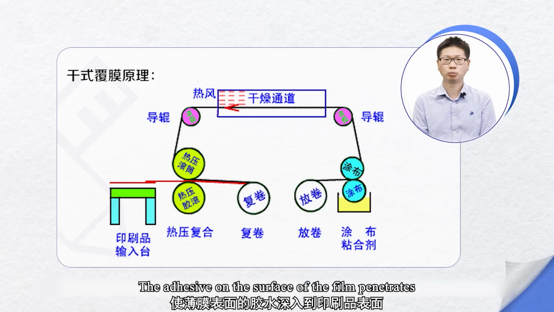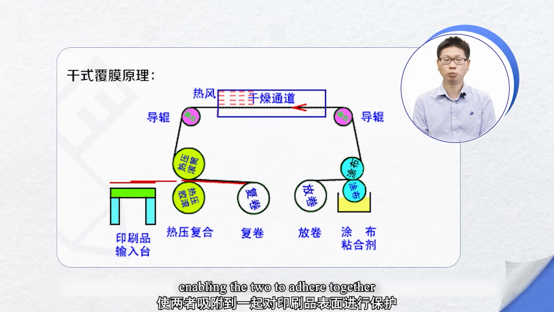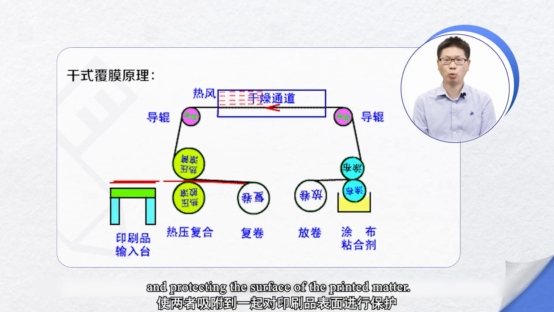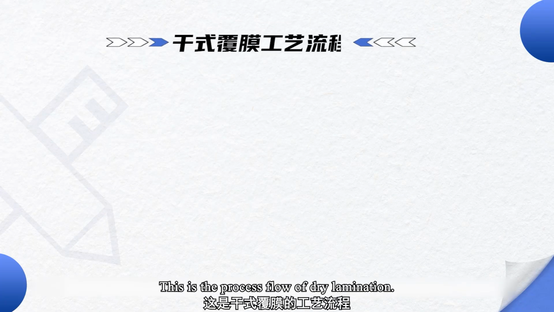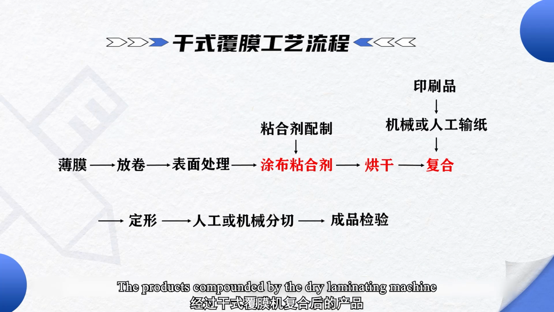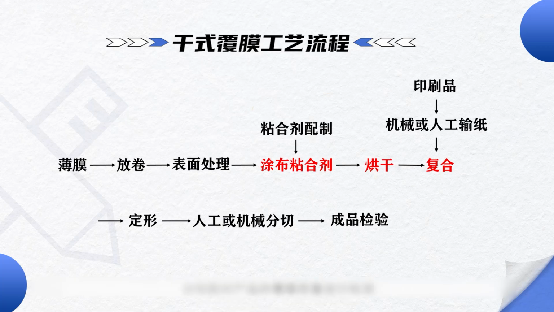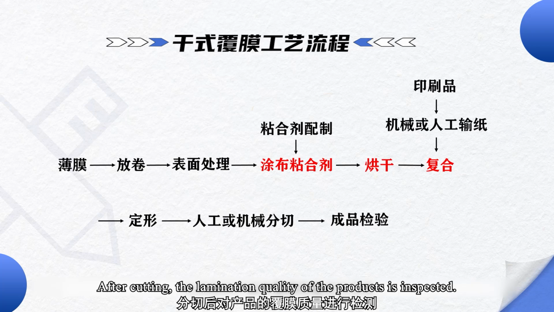The adhesive on the surface of the film penetrates into the surface of the printed matter, enabling the two to adhere together and protecting the surface of the printed matter. This is the process flow of dry lamination. The products compounded by the dry laminating machine still need to be cut manually or mechanically. After cutting, the lamination quality of the products is inspected.